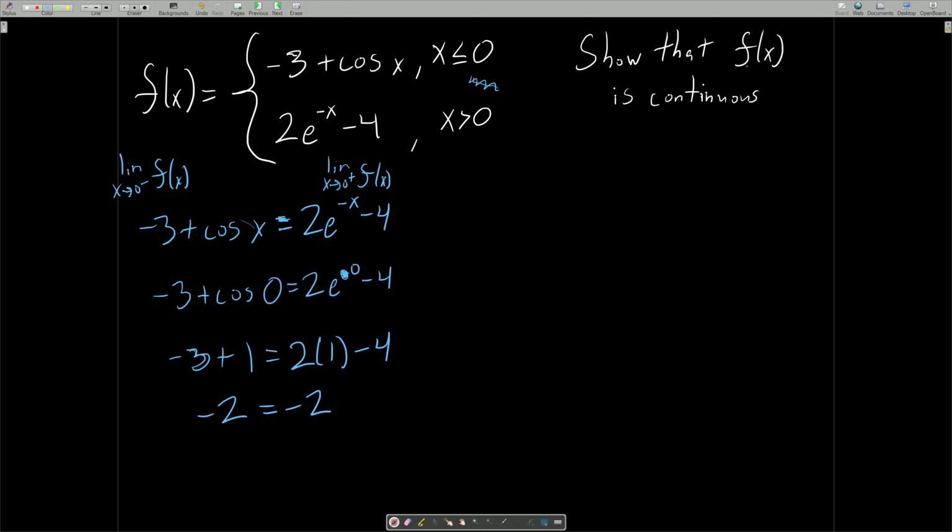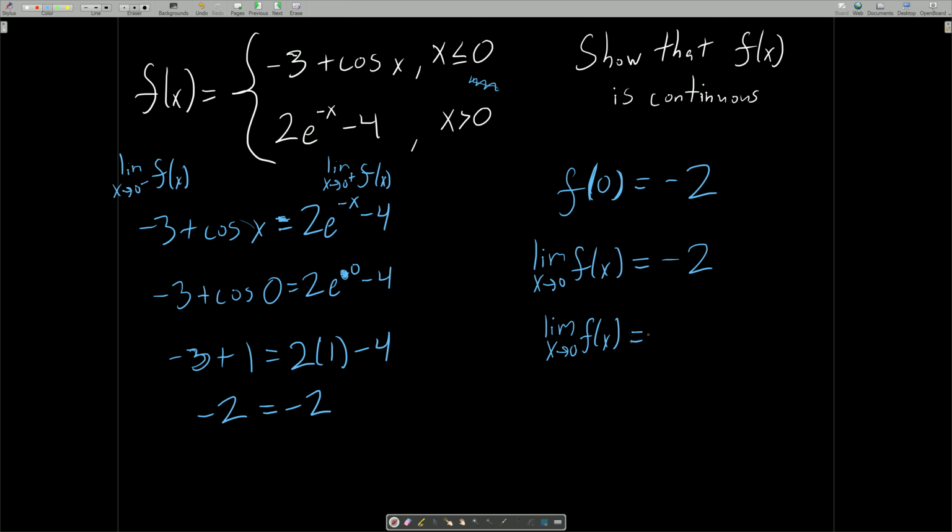So if you're asked to prove that f of x is continuous, the first step is to find the value at this break here. So f of 0, we just found that, and that's going to be right here. f of 0 is negative 3 plus cosine 0, which is negative 2. And find the limit as x approaches 0 of f of x. We just found that here. That's also negative 2. You're going to have to write down that the limit and the actual value are equal. So you have to write these three things down to prove that a function is continuous.